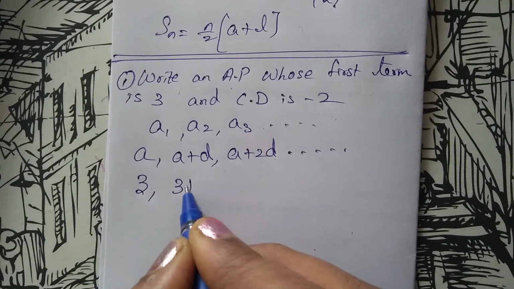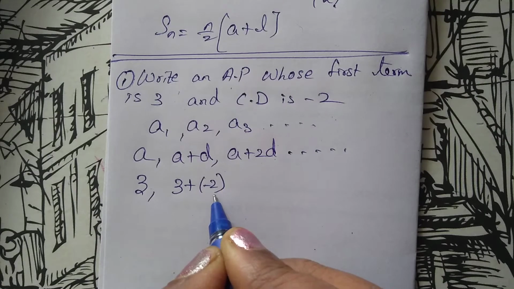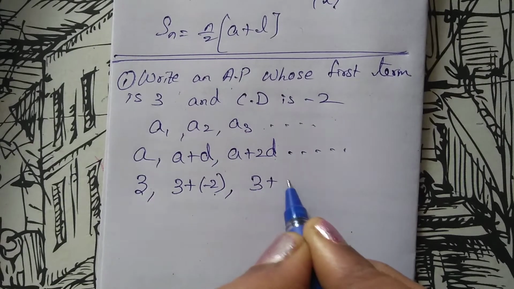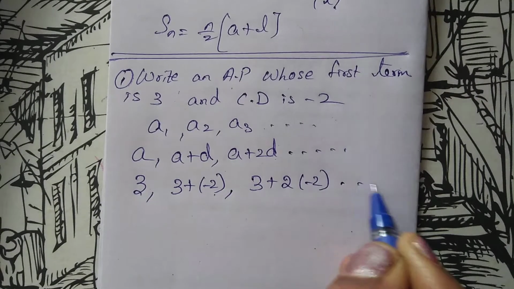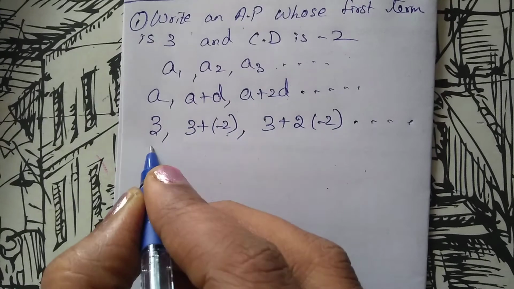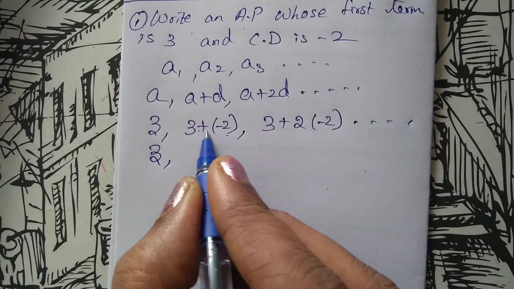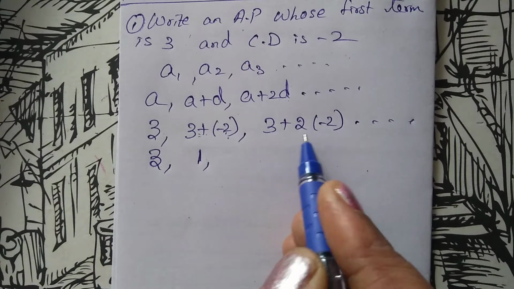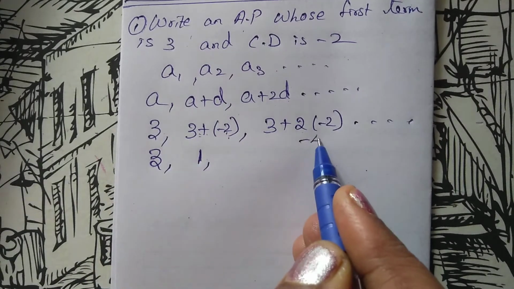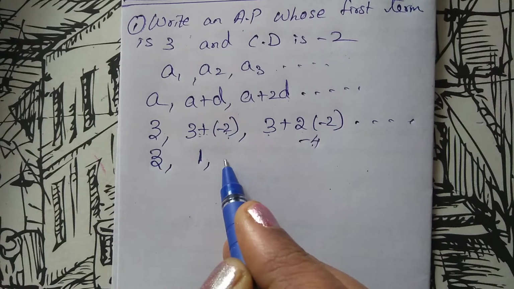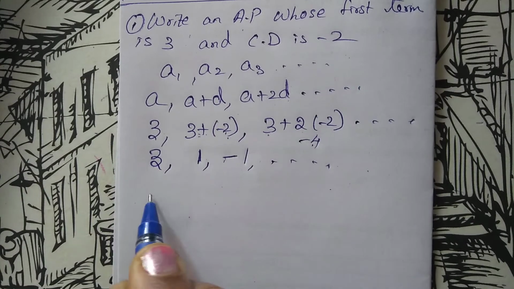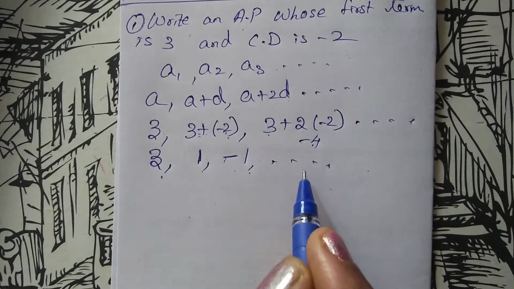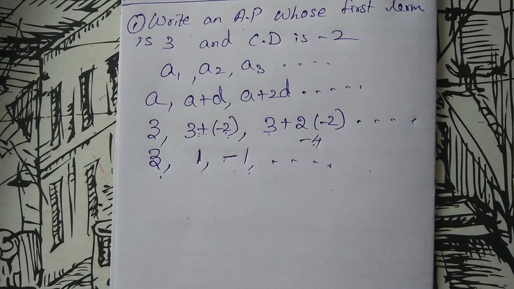The second one is 3 plus of minus 2, since the common difference is minus 2. Then 3 plus 2 into minus 2, etc. So this can be simplified as 3. 3 plus of minus 2 is 3 minus 2, 1. 2 into minus 2 is minus 4. So 3 plus of minus 4 is minus 1. So the AP is 3, 1, minus 1, infinite series.